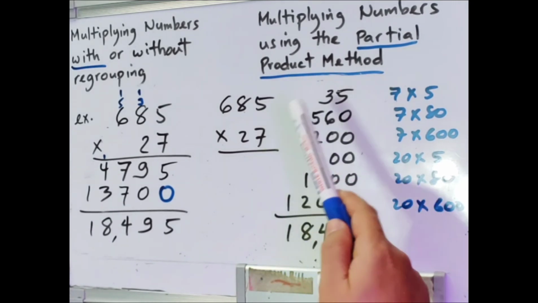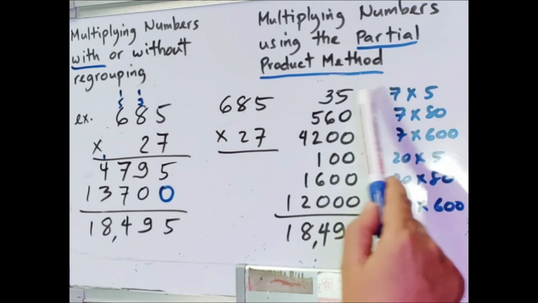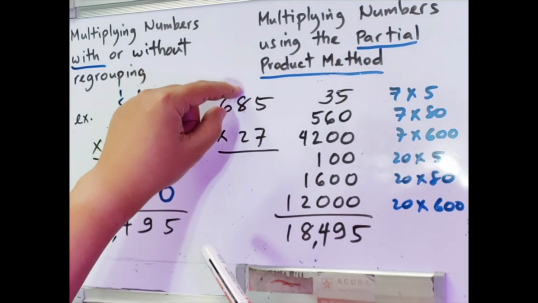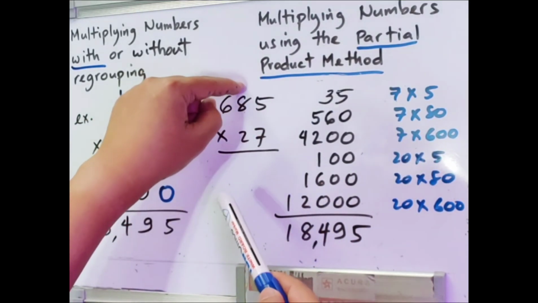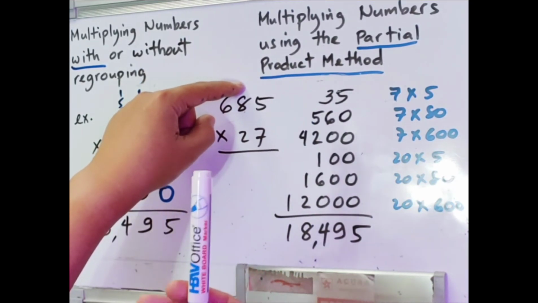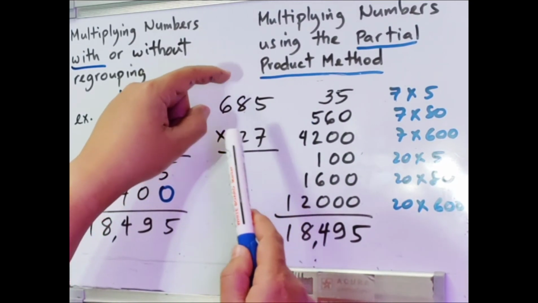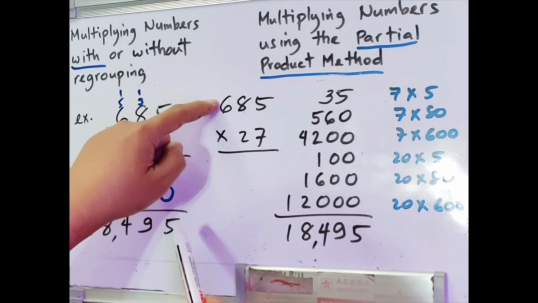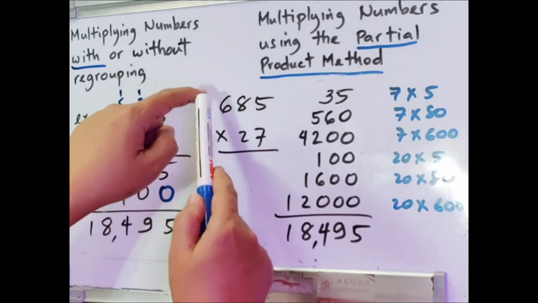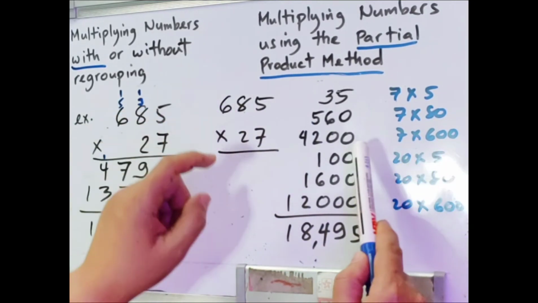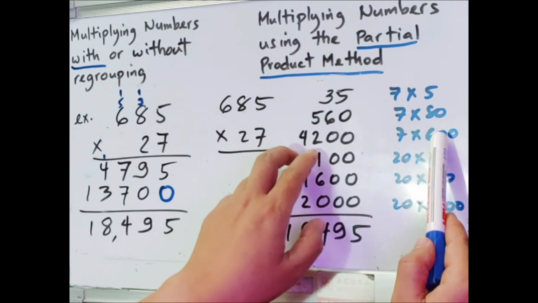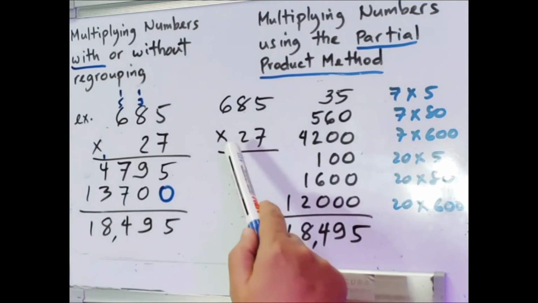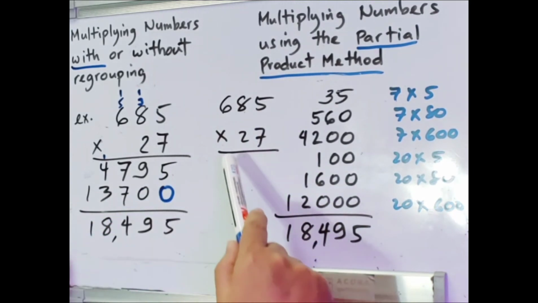So let's do the multiplication digit by digit. So 7 times 5, that's 35. 7 times 8, that's 56. But again, 8, its value is 80. So 7 times 80, it's 560. And the value of 6 is 600. So 7 times 600. How do you multiply that? Again, 7 times 6, that's 42. And you just include the 0s. So it's 4,200.